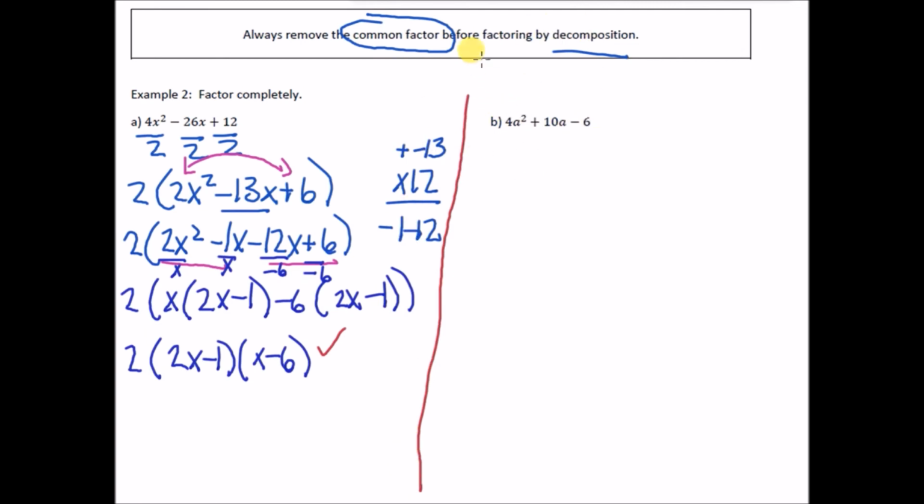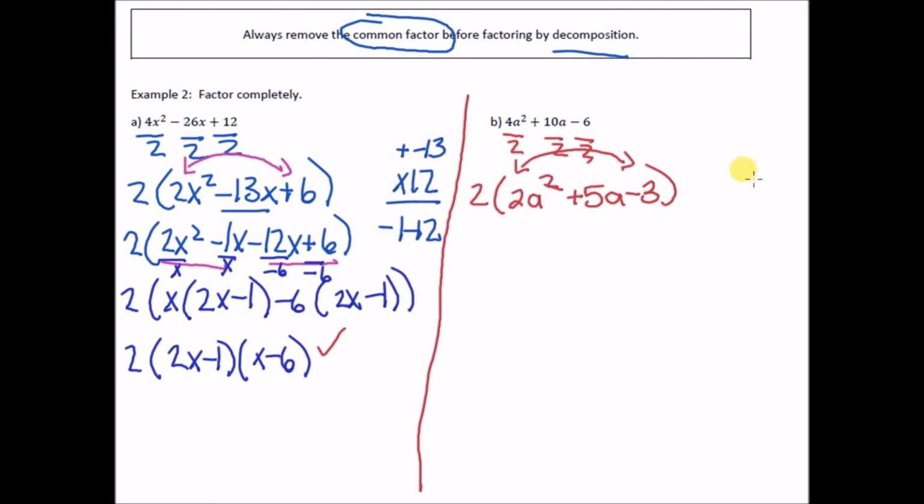Okay, last one. 4a squared plus 10a minus 6. Again, we can pull out a 2 here. So let's pull out a 2 first. We're left with 2a squared plus 5a minus 3. Now we can actually start to factor.